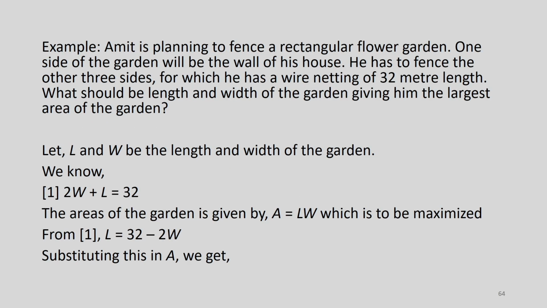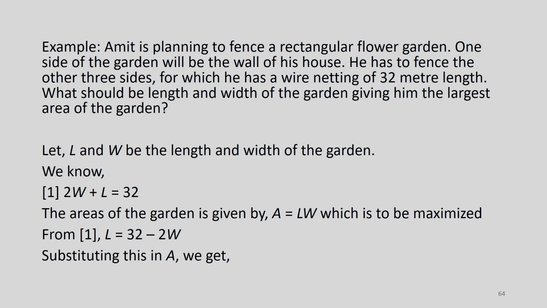All right. Now, here is another example. Amit is planning to fence a rectangular flower garden. One side of the garden will be the wall of his house. He has to fence the other three sides, for which he has a wire netting of 32-meter length. What should be the length and width of the garden, giving him the largest area of the garden? So, this is the question.